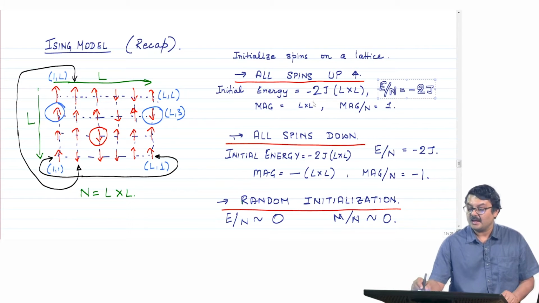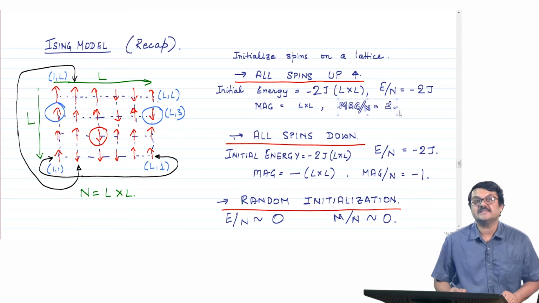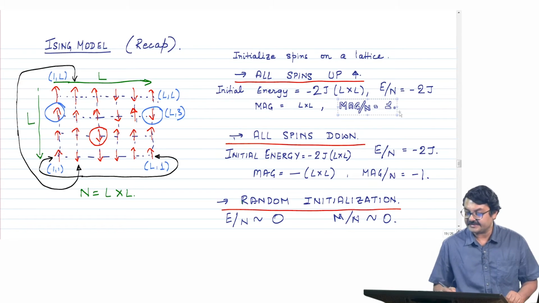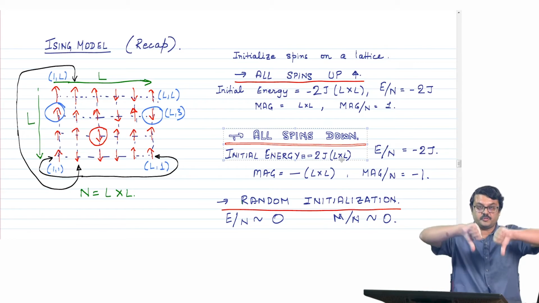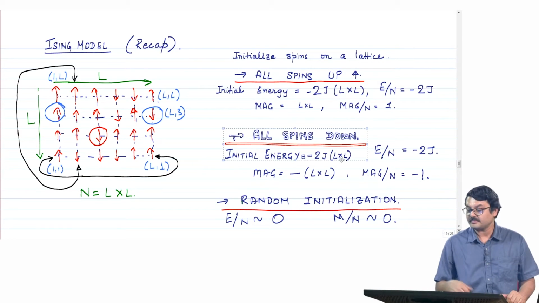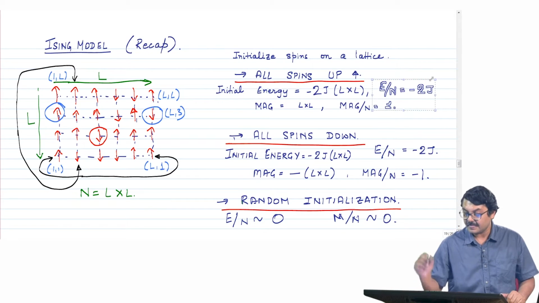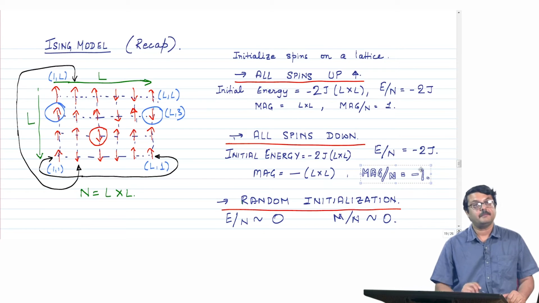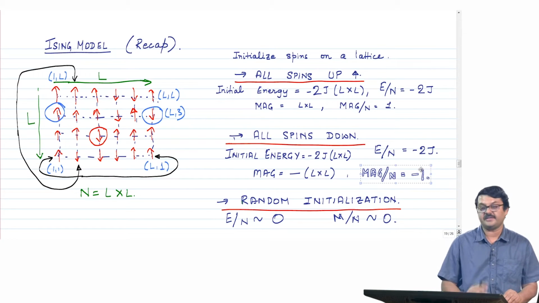The magnetization will be L cross L, and magnetization per spin will be plus 1, because all the spins are pointing up. Magnetization is simply the sum of all the values of the spins in the lattice. If you have all spins down, then the initial energy again will be minus 2 J into L cross L, because 2 spins pointing up or 2 spins pointing down have the same value of the energy. The energy per spin again will be minus 2 J, just as here, but the magnetization per spin will be minus 1. So, if you get these values right, then at least your calculation of the energies is going right. So, this is a quick check.